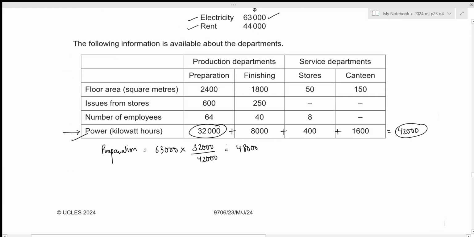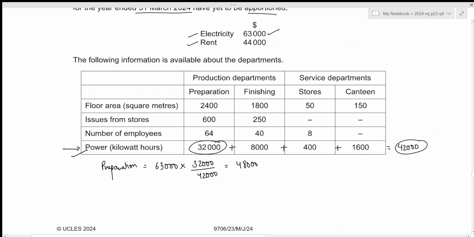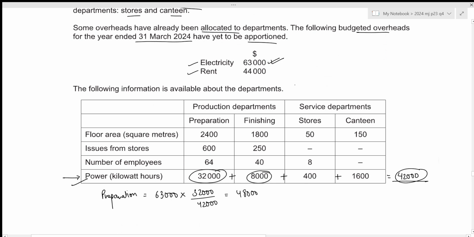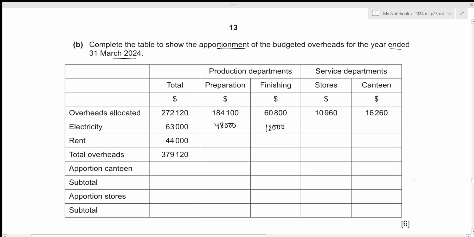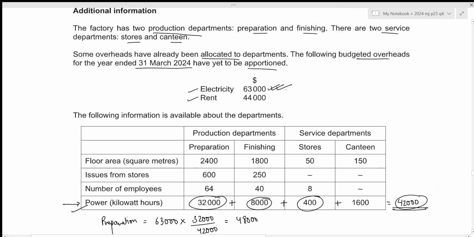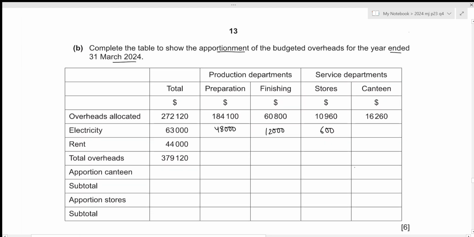Then we repeat the same process for finishing. So that will be 63,000 times 8,000 divided by 42,000, which results in the value of 12,000. Let's write it down. Then we repeat the same process for stores. That will be 63,000 times 400 divided by 42,000, which results in the value of 600. Then for canteen, that will be 63,000 times 1,600 divided by 42,000, which results in the value of 2,400.